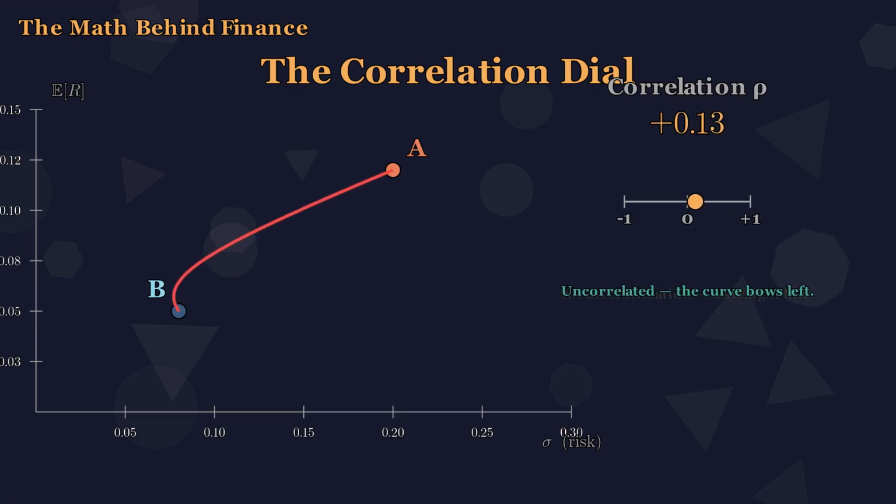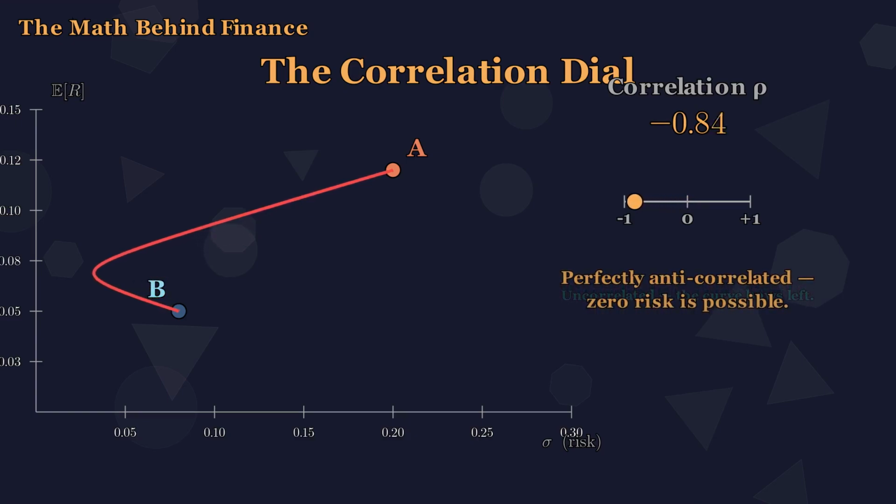Now turn the dial down. As correlation drops, the line starts to bow to the left. Every mix of the two assets is now a little less risky than the straight line average would suggest. At zero correlation, the assets are statistically independent. The curve bows further. Keep turning the dial past zero into negative territory. Negative correlation means when one asset zigs, the other tends to zag. When the stock falls, the bond tends to rise.